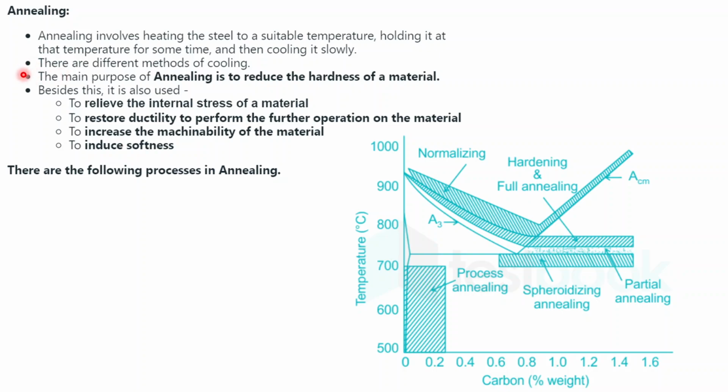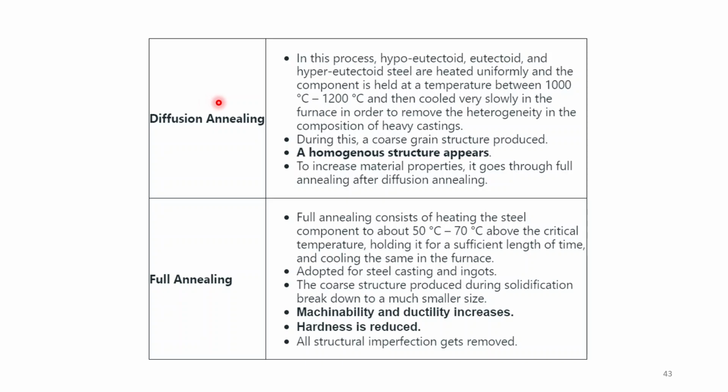The main purpose of annealing is to reduce the hardness of a material. Besides this, it is also used to relieve the internal stress of a material, restore ductility to perform further operations on the material, increase the machinability of the material, and induce softness. These are the various types of annealing.